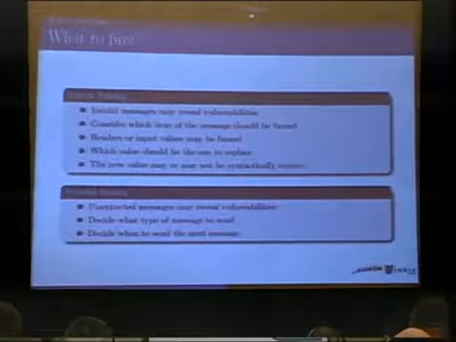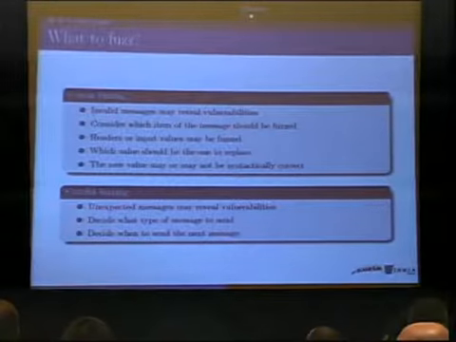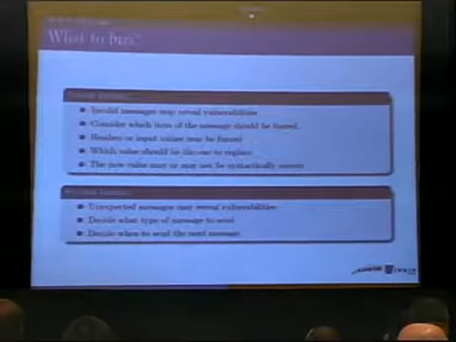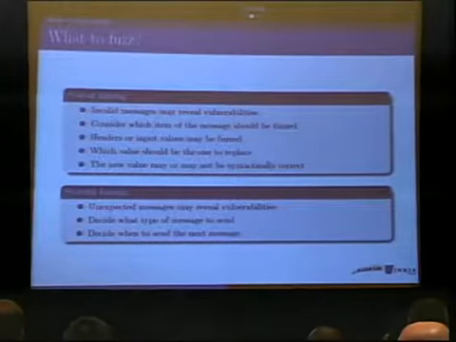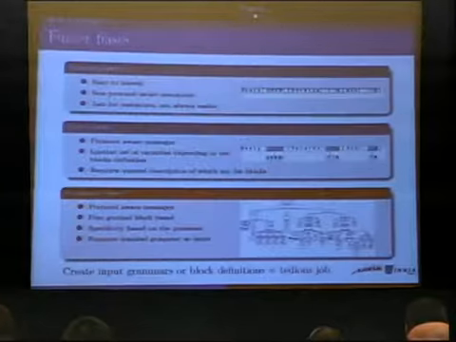And in the stateful part, we know that an unexpected message can also reveal a vulnerability. For example, we send a 183 Session Progress to the phone, and then the phone starts to send RTP data. So we have to decide what type of message to send and at what moment to send it.